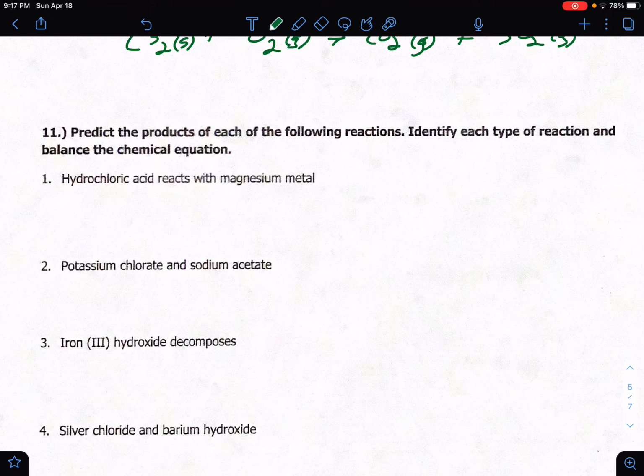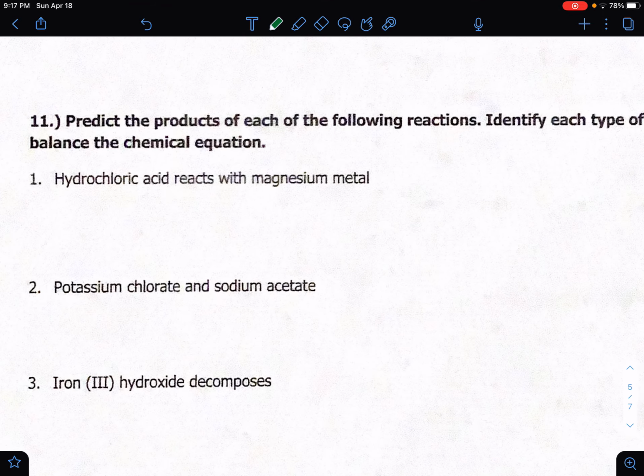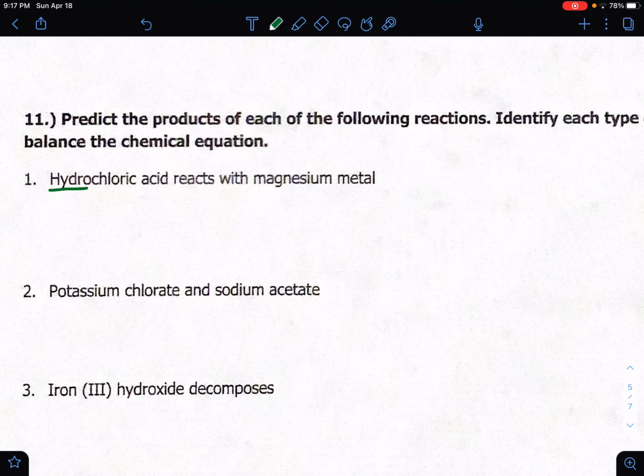Okay, so we're going to start off number 1. This is the way I do it every single time. Hydrochloric acid. So hydro, meaning this is just 2 elements, meaning H+, and chlorine, which is Cl-.